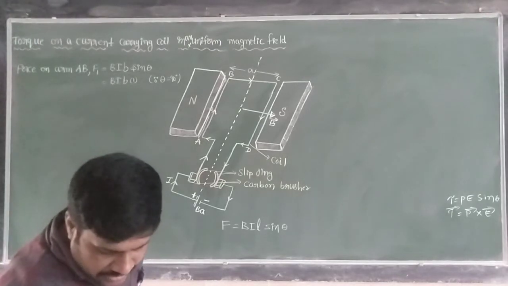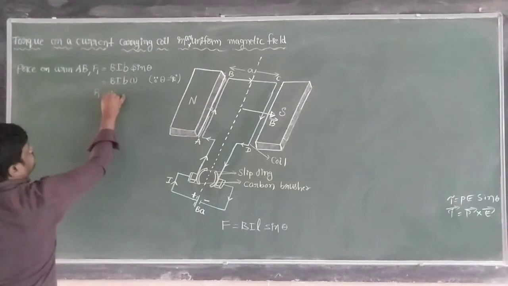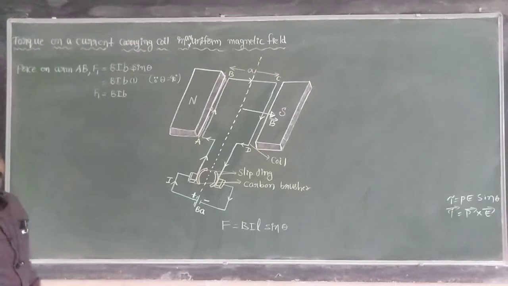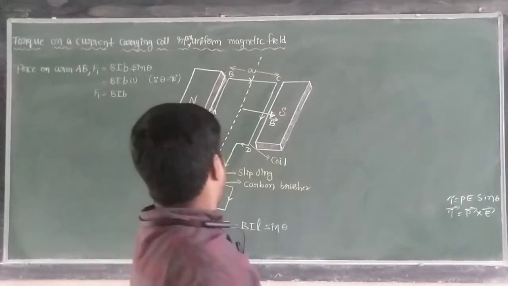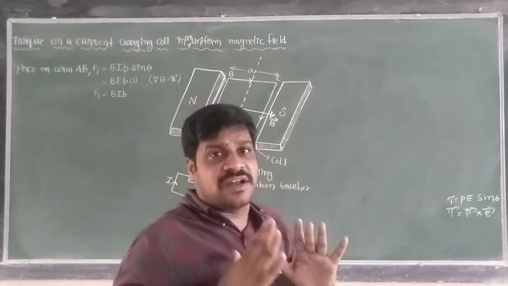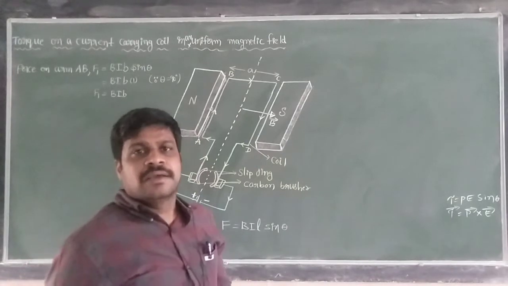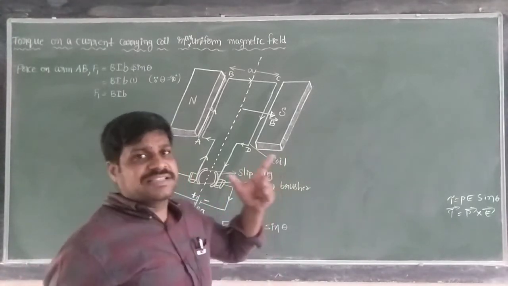So force on the first arm, what can I write? F1 is equal to BIb. Sir, force is BIb, you are saying, right? What is the direction of force? If you want to tell the force direction, we have to use Fleming's left hand rule. What is Fleming's left hand rule?